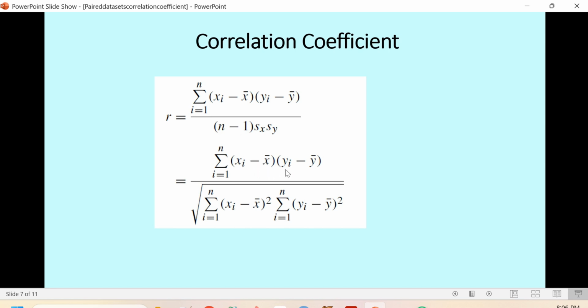The sum of the products of these two deviations from their mean values, divided by the square root of the sum of xi minus x bar squared, times the sum of yi minus y bar squared.